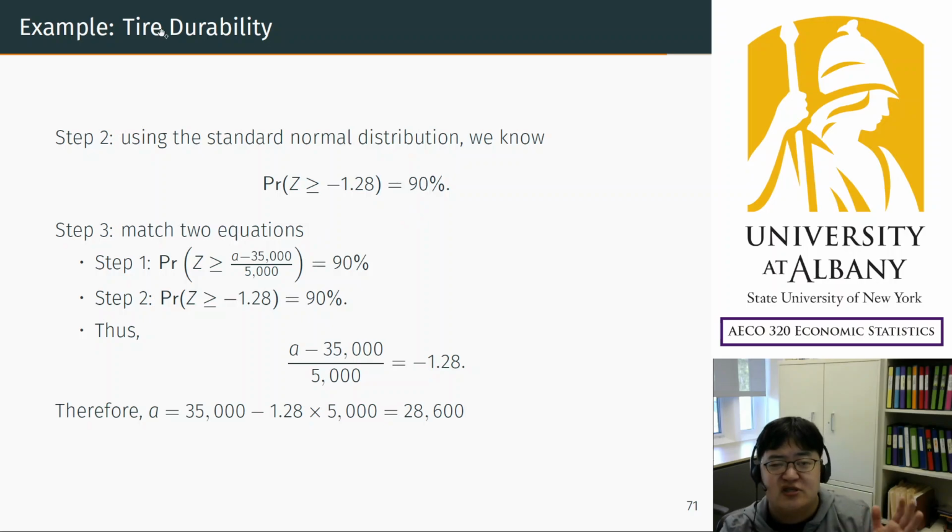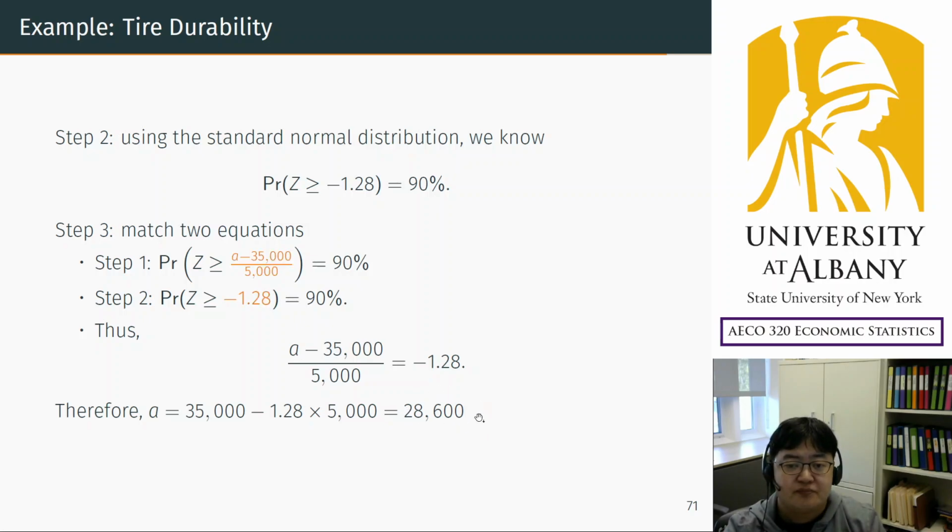And then, from two separate procedures, we got these two probabilities, but they have the same structure, right? As you see, the standardization yields this equality, and Excel gives you this equality. And then what you need to do here is just match these two. These two equalities have the same structure, so these two components must equal each other. So equate them, and then you can solve it for A. The unknown A in the end will be 28,600 miles. That is the answer.